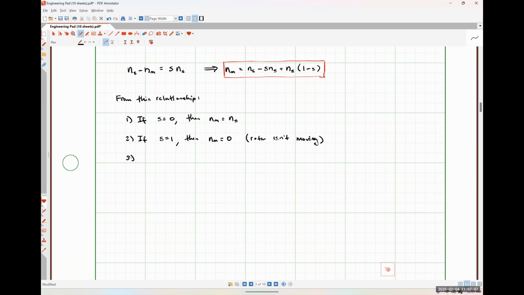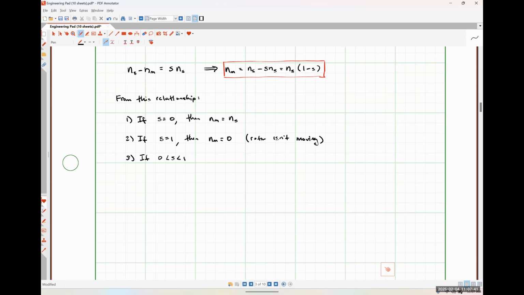Now let's talk about ranges of things here, okay? These are two extremes. We have essentially what's describing a synchronous motor where nm is equal to ns, and then we have a slip of essentially 100%, meaning that the rotor isn't moving. Normally, we would see that our slip will be somewhere between 0 and 1.